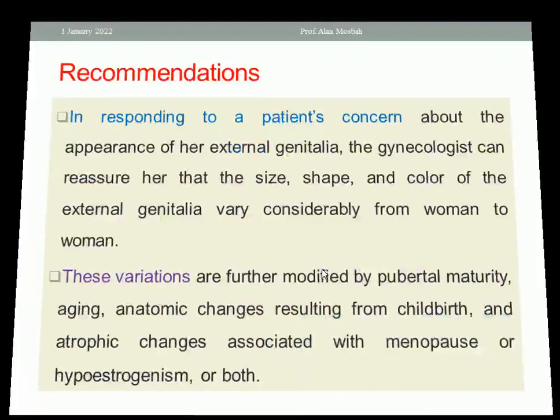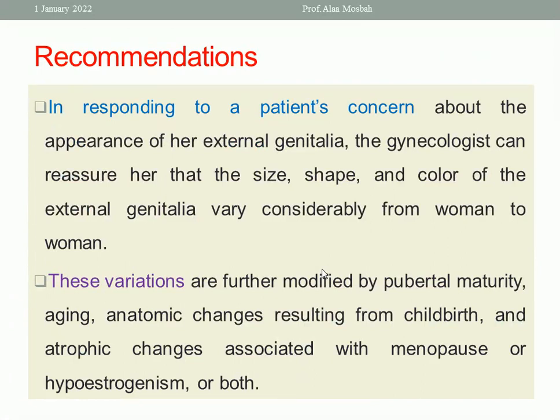So gynecologists should be aware of all of this, okay? Because the problem may be sexual dysfunction. Okay, and responding to patient concern about the appearance of her external genitalia, the gynecologist can reassure her that the size, shape, and color of the external genitalia vary considerably from woman to woman, from girl to girl. Okay? These variations are further modified by pubertal maturity, aging, anatomic changes resulting from childbirth, and the atrophic changes associated with menopause or hypoestrogenism.